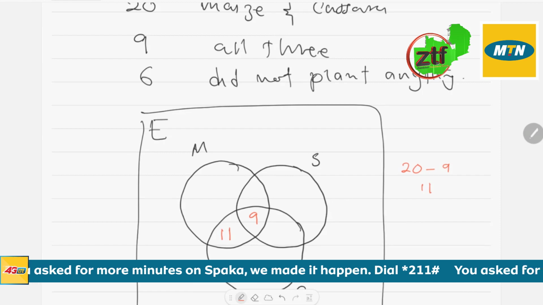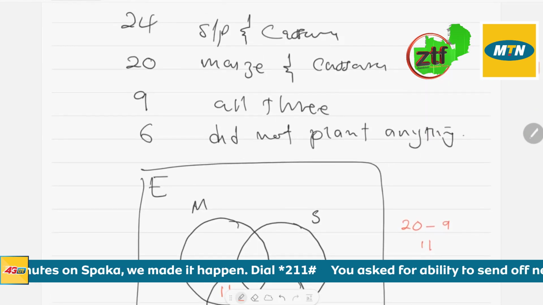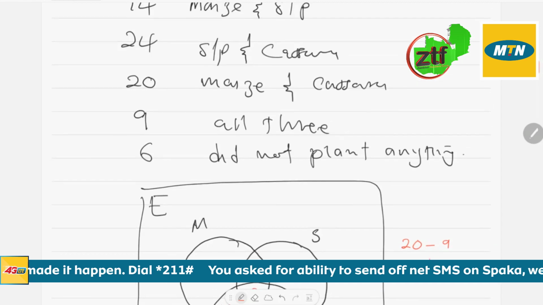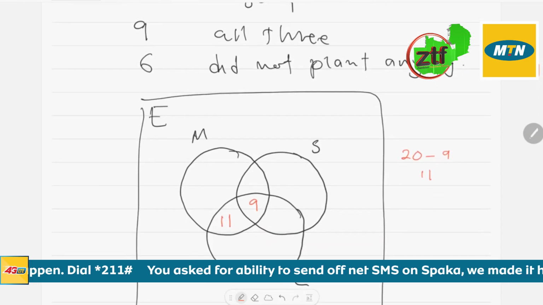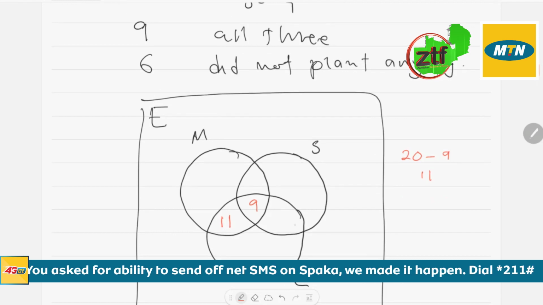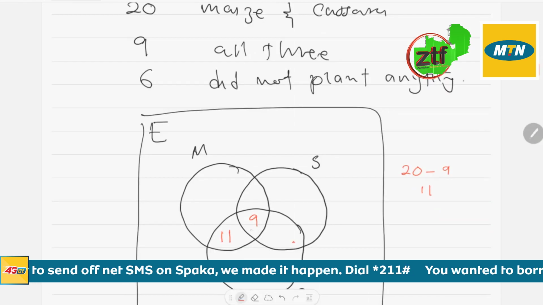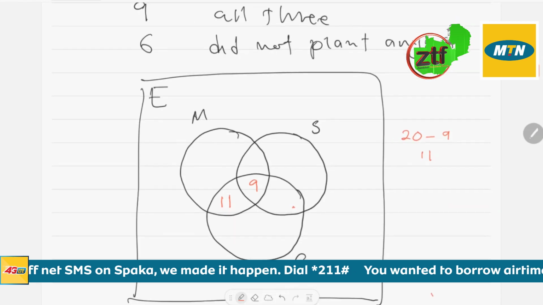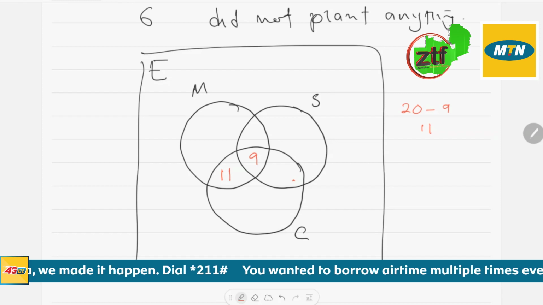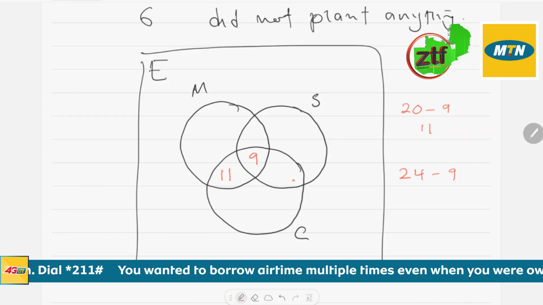You write it there. Then those who planted sweet potatoes and cassava, you have 24 in total. So we are talking about this intersection set. They are supposed to be 24 in total. Now you already have 9 of them, so you are going to subtract 9 from 24. So 24 minus 9, and this will give us 15. So we'll have 15 there.